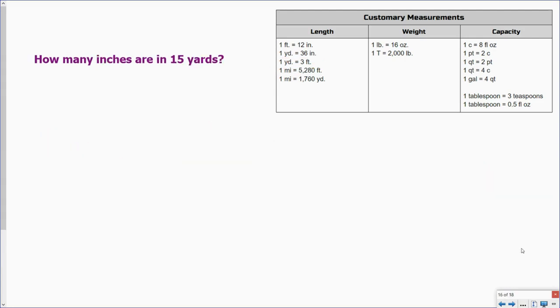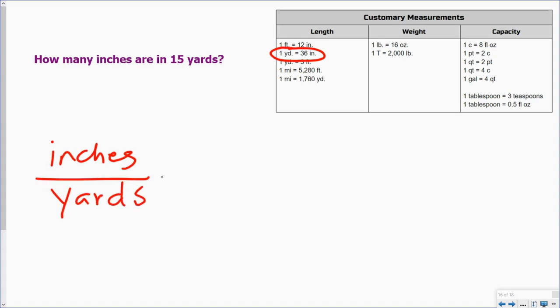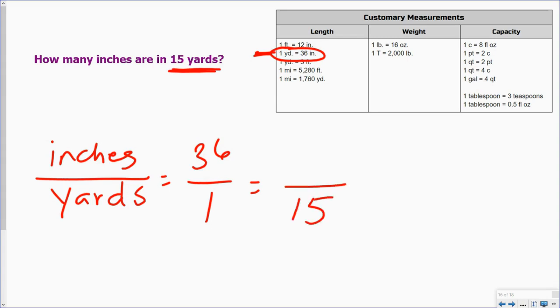This question asks, how many inches are there in 15 yards? So I look up here and I find my inches to yards. And so I compare inches to yards. And according to this up here, there are 36 inches in 1 yard. And I have 15 yards. And I want to know how many inches that is.